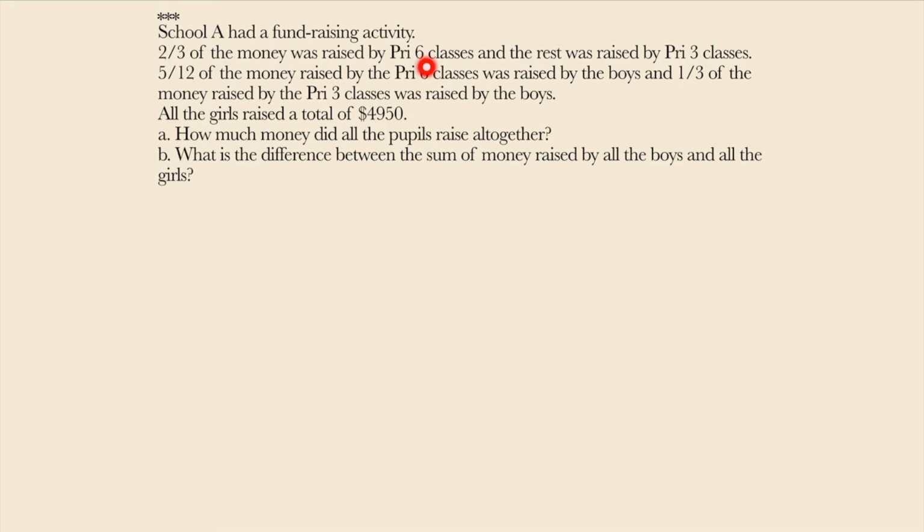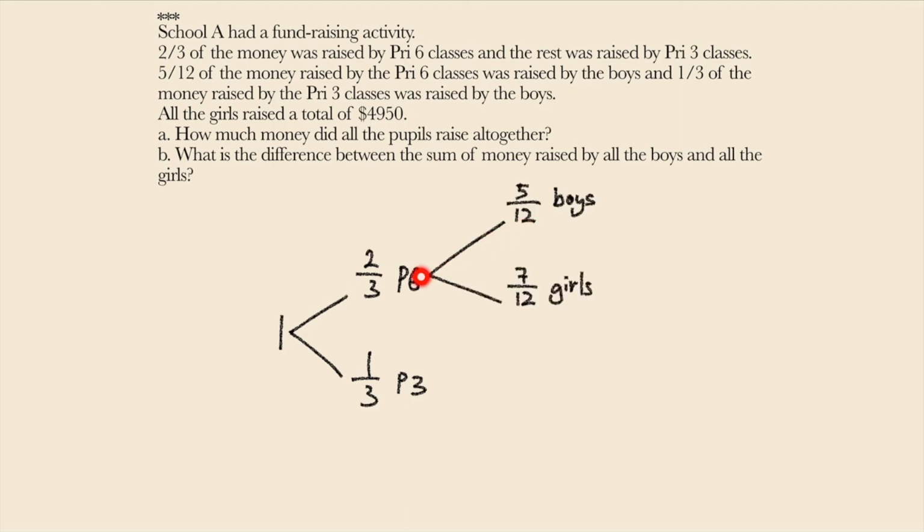School A had a fundraising activity. 2/3 was raised by P6, the rest by P3. So we have two different levels here: 2/3 by P6, which means the rest, 1/3, by P3. 5/12 of what was raised by P6 was by boys. So we can form a branch here, 5/12 by boys, which automatically means 7/12 by girls. And 1/3 of what was raised by P3 was by boys, which means 2/3 by girls.